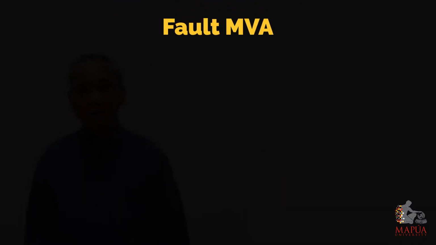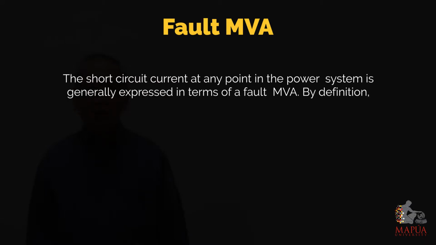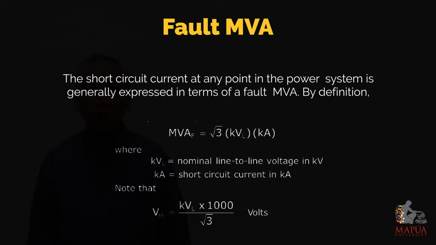Fault MVA. What is a fault MVA? The short circuit current at any point in the power system is generally expressed in terms of a fault MVA. By definition, the fault MVA is equal to the square root of 3 multiplied by the nominal line-to-line voltage in kilovolts and the short circuit current in kiloamperes. And note that the Thevenin voltage is equal to the nominal line-to-line voltage multiplied by 1000 divided by the square root of 3.